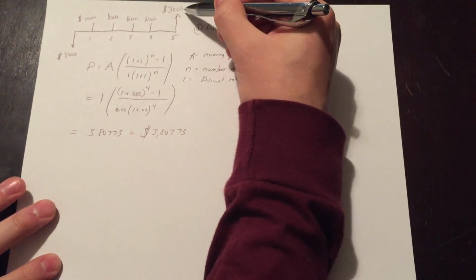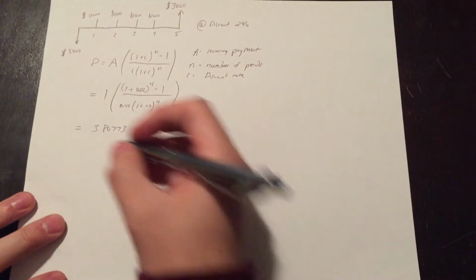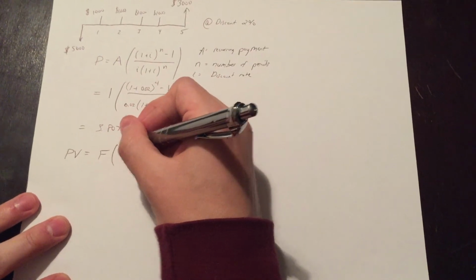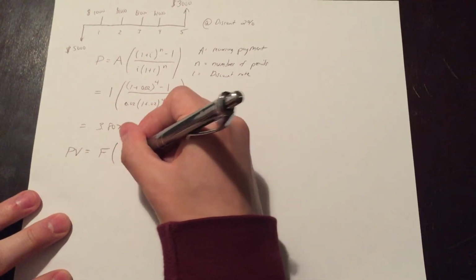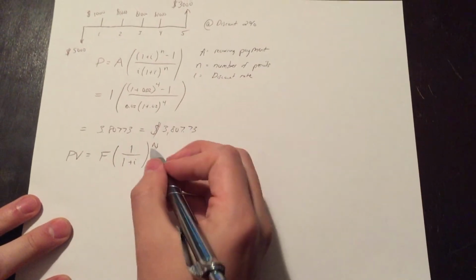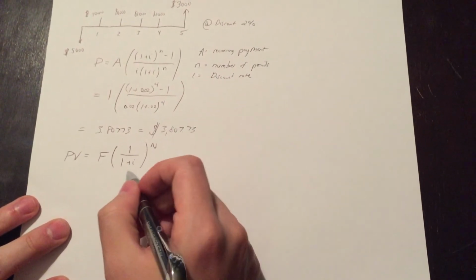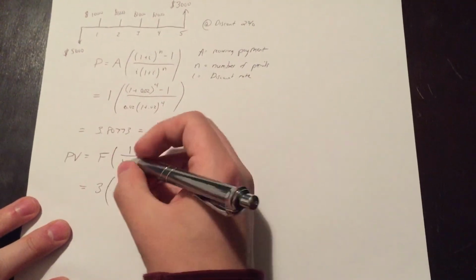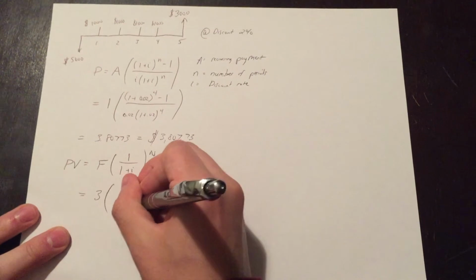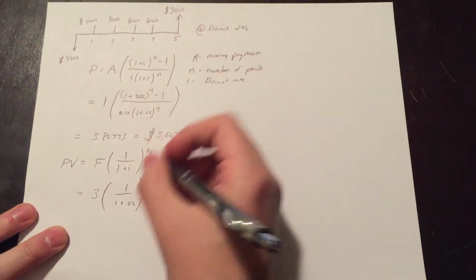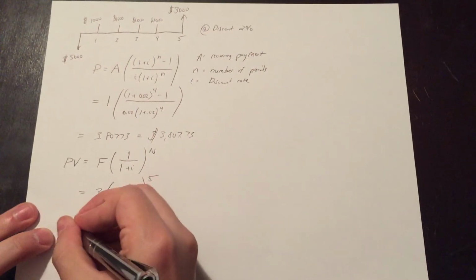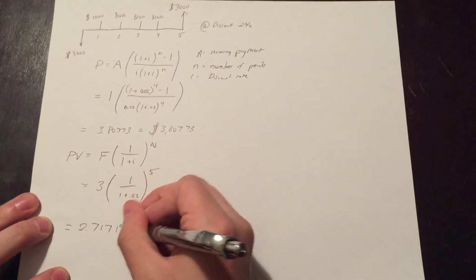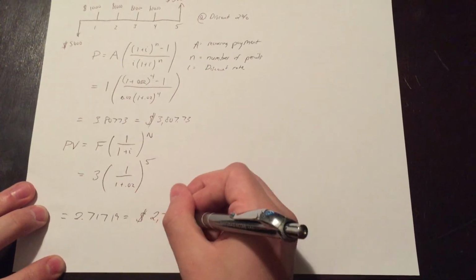You still need to deal with the $3,000 that he gets back when he sells it. That one you could just go to the basic present value equation, which is going to be present value is equal to F times 1 over 1 plus I to the n power. Again, n is the number of periods and I is the discount rate. So you can plug in a 3 for simplicity. And since it's on the 5th month, it's to the 5th power. Plug this into your calculator, get a value of 2.71719, which again in money terms is $2,717.19.